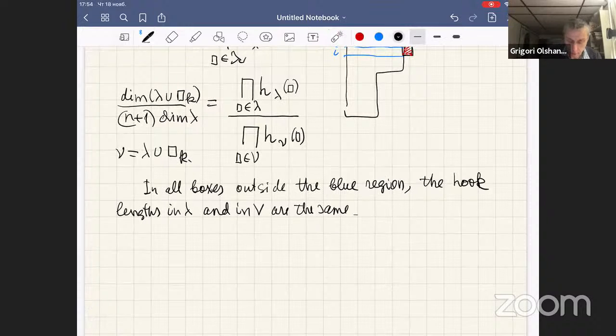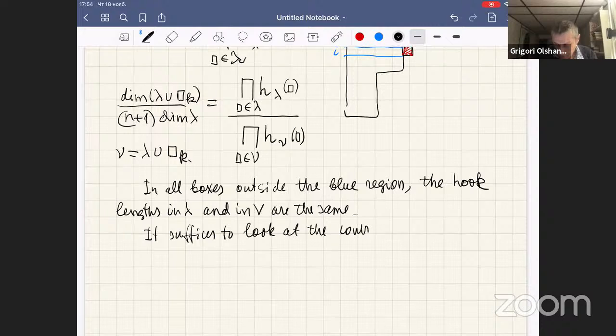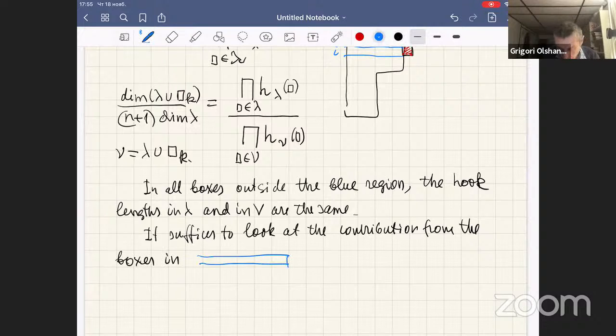So actually it suffices to look at the boxes, at the contribution from the boxes in this row and this column.